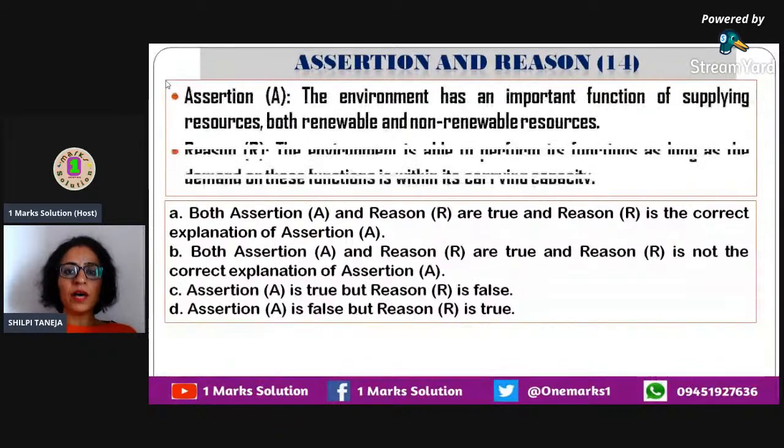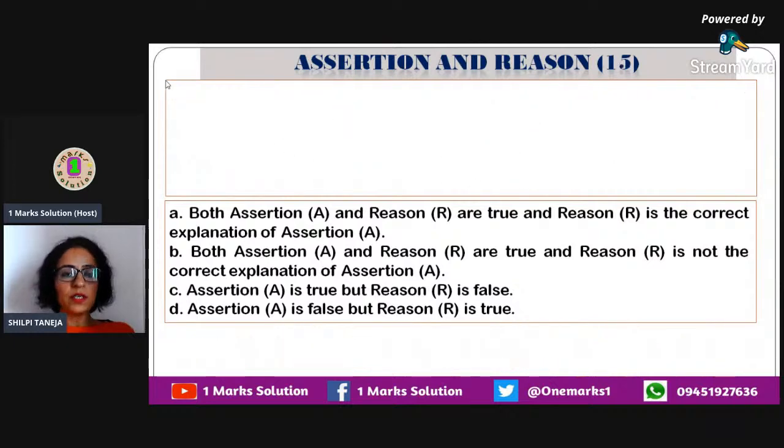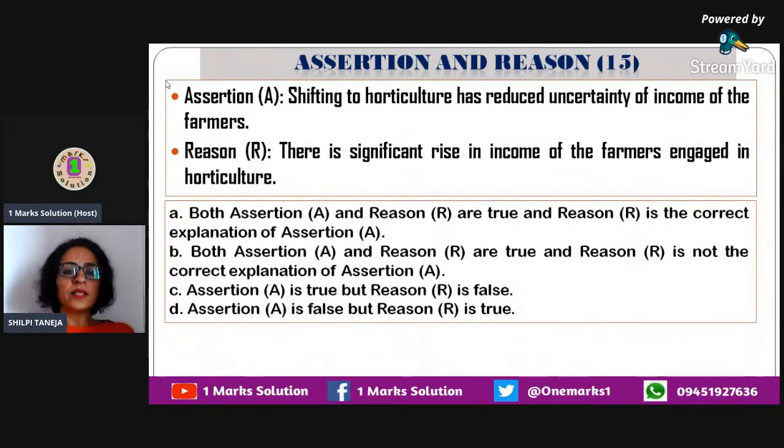Next question. Environment has an important function of supplying resources, both renewable and non-renewable. So we have already discussed that environment has 4 functions. One of that is supplying resources, both renewable and non-renewable. Now reason says environment is able to perform its functions as long as demand of these functions is within the carrying capacity. So already I have explained you this. Both the statements are true, but the reason is not the correct explanation of assertion.